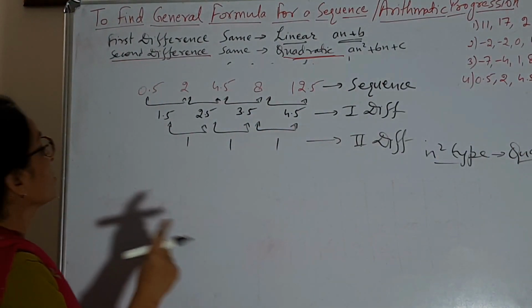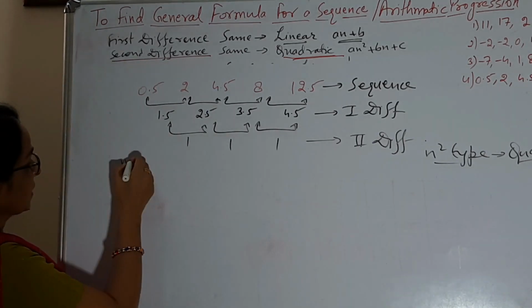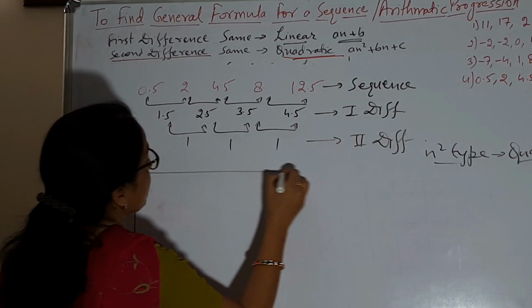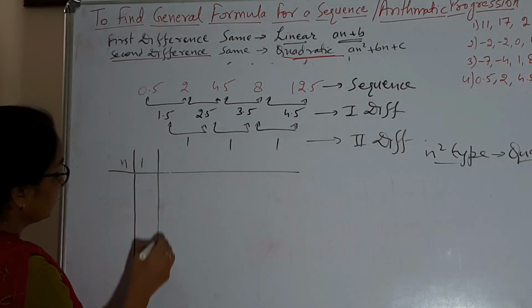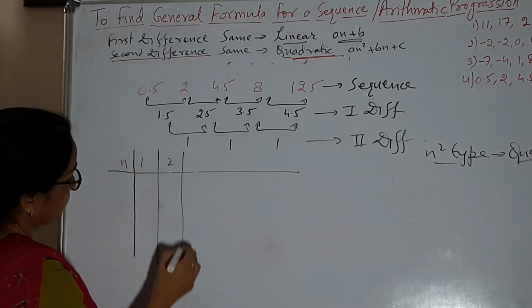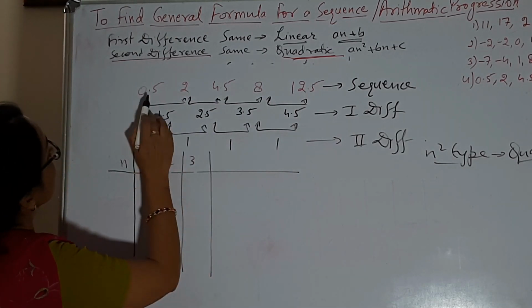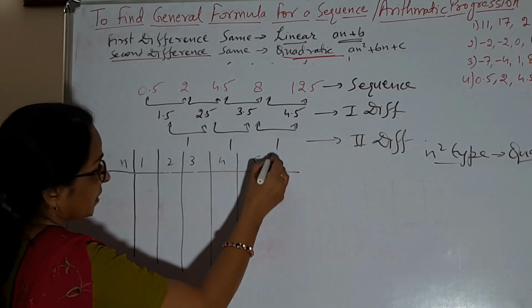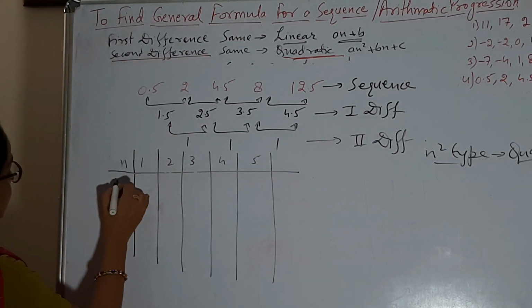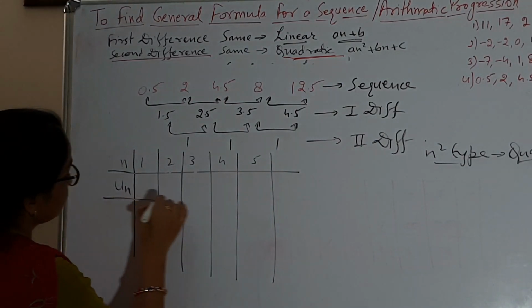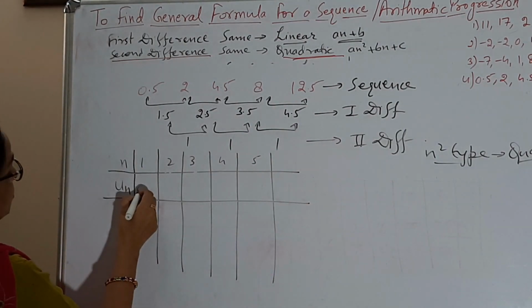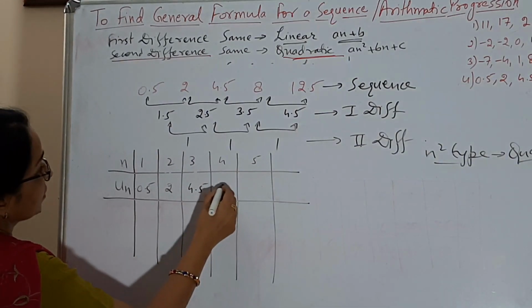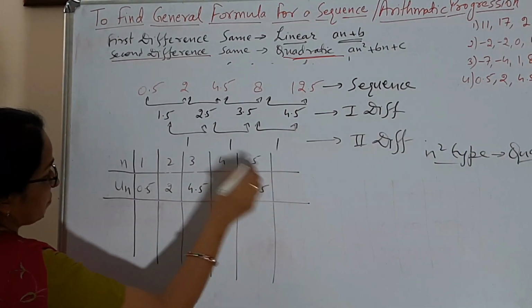Okay. So now let's make the table. N: 1, 2, 3, 4, 5, so 5 terms are there. Let's write the un, our terms. They are 0.5, 2, 4.5, 8 and 12.5.